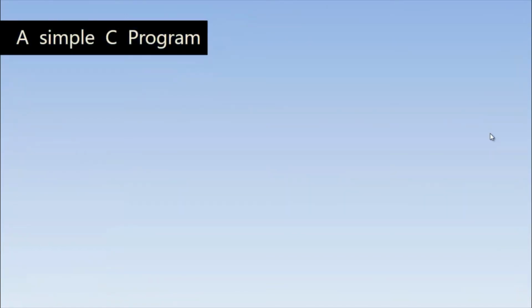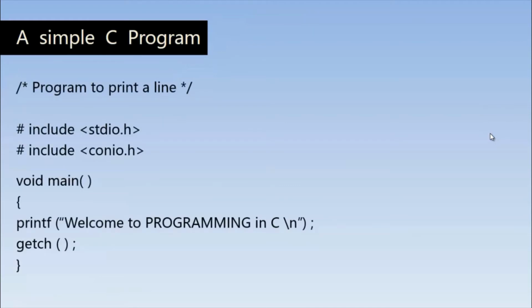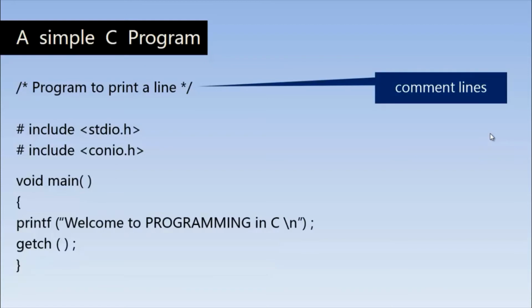So now let us see a simple C program. This is a simple C program. It's going to print just a message which says welcome to programming in C. Can you see the line welcome to programming in C inside the printf function? Printf is a function which prints text on the screen. At the top we have the comment line telling the program to print a line. That means you are giving information, you are commenting about the program, what this program is going to do or what particular lines are, and you can comment about the code.